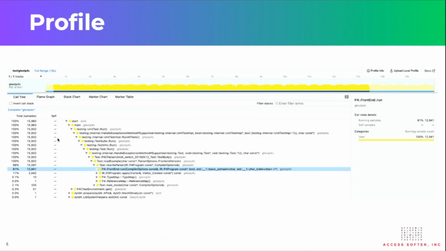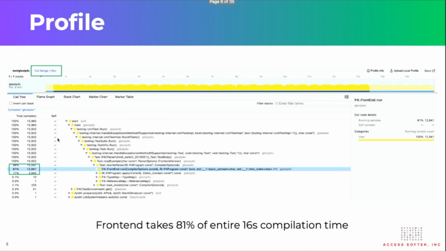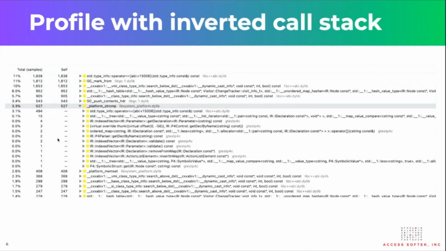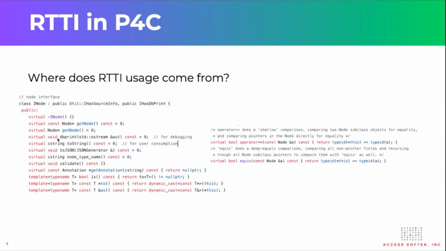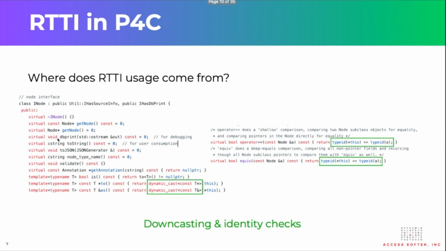If we just fire up the profiler, we'll see that the front end takes about 80% of the entire compilation time. So let's see what's doing that. If we do the profile with an inverted stack, we can readily see that 40% of the time, back in January this year, was consumed by RTTI boilerplate. So we spent 40% of the whole compilation time just doing all those RTTI calls. Where did all these RTTI calls come from? They are all from downcasting and identity checks.